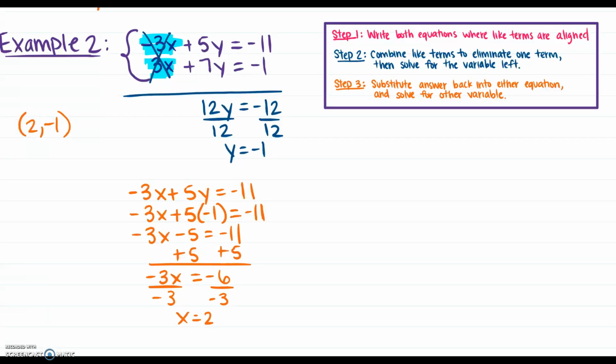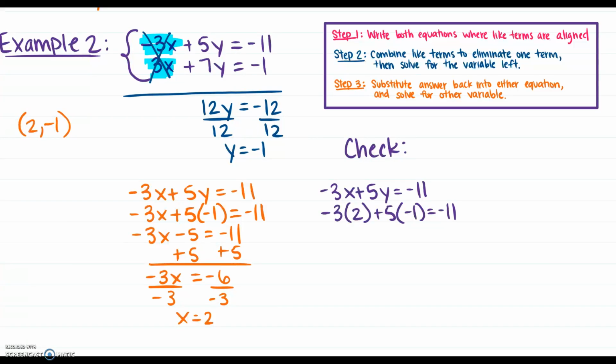Now we need to check that to make sure that it works. So let's check it over here. We have negative 3x plus 5y equals negative 11. And plug in our variables. So we'll have negative 3 times x, which is 2, plus 5 times negative 1 equals negative 11. Negative 3 times 2 gives me negative 6 minus 5. Negative 6 minus 5 is negative 11. So that one checks out. Let's try the second equation.